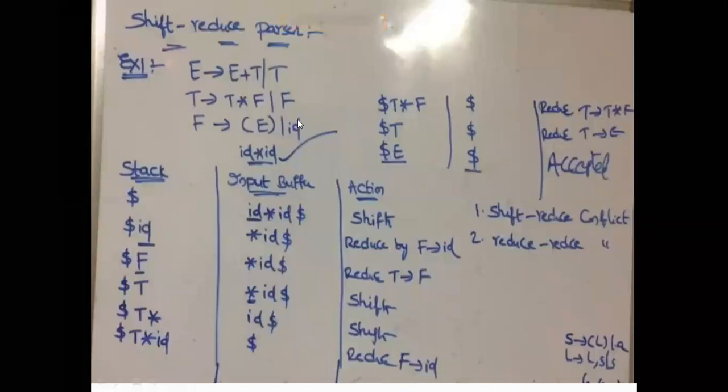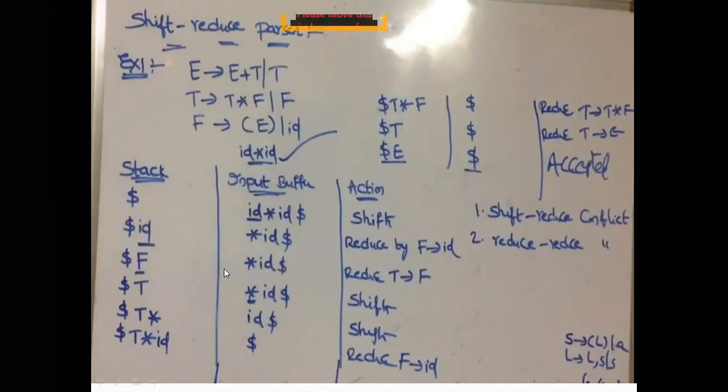Then it is going to be replaced with the left hand side non-terminal. So this id is replaced with F. F is a non-terminal, right? So we are going to replace this id with F. That means it is a reduction, so the action we are performing is reduce. Reduce by the production F to id. Here we replaced id with F. The input buffer remains the same.